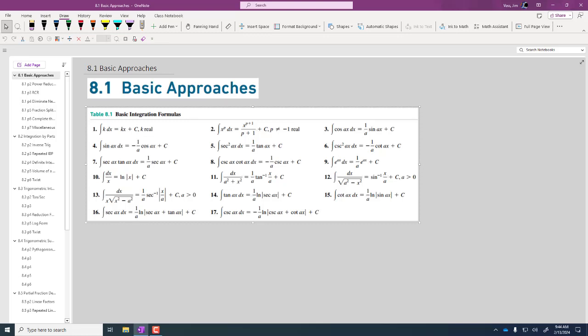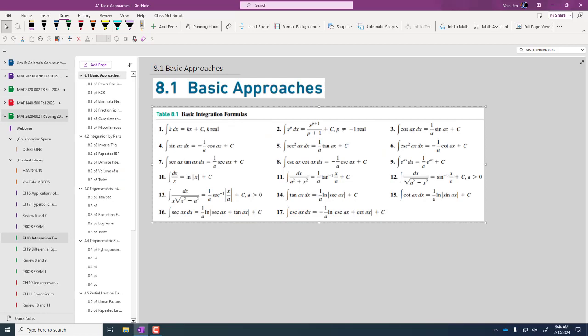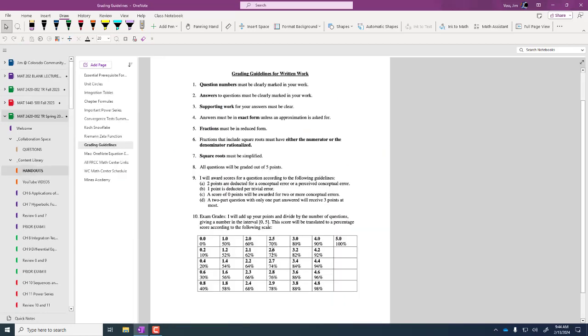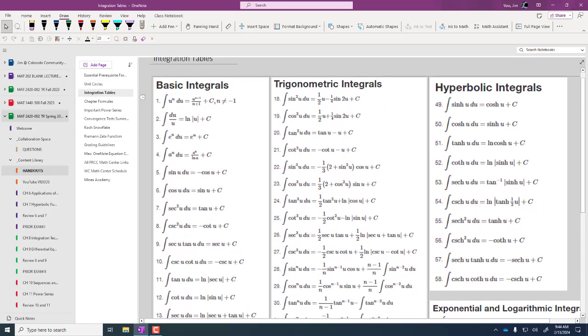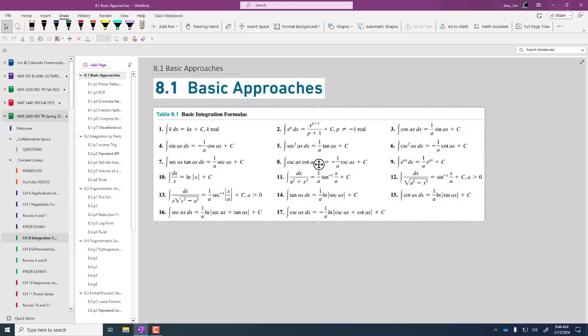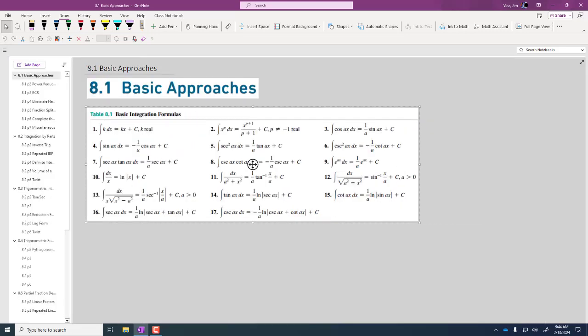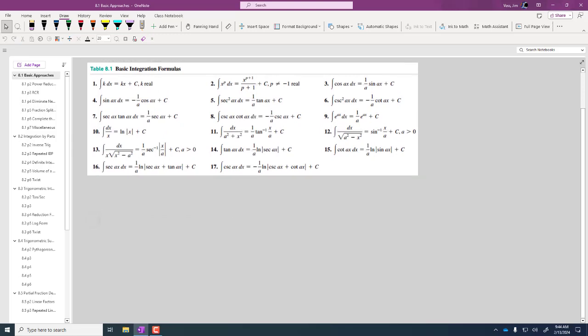This is a basic integration table. If you come over to handouts, you'll see other integration tables. I've put a whole bunch up here that are the common integration tables that you're going to encounter. And ideally, you don't have to use an integration table. Most of these you should have memorized already.